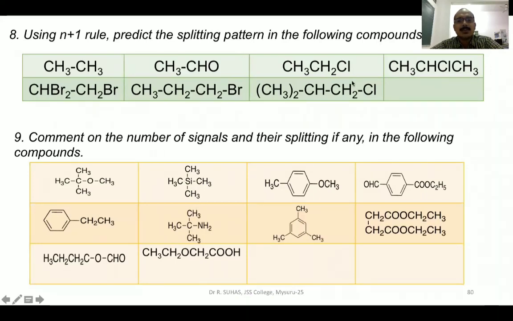That is how we have to offer explanation about the splitting pattern of all these compounds. You can take a screenshot of this slide and solve by yourself, and if at all there are any doubts, just post them in the discussion forum in my channel.